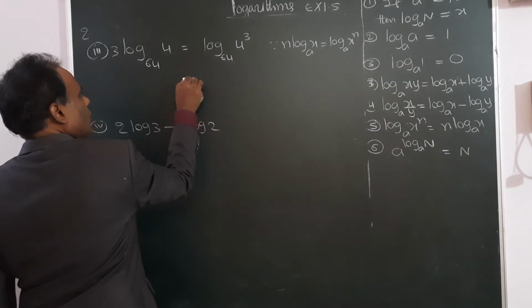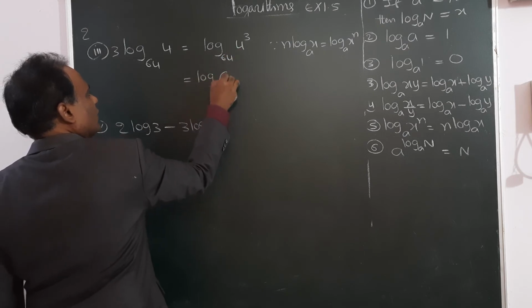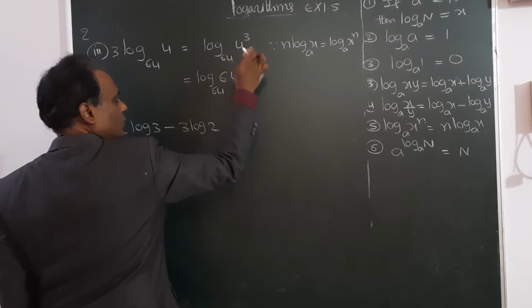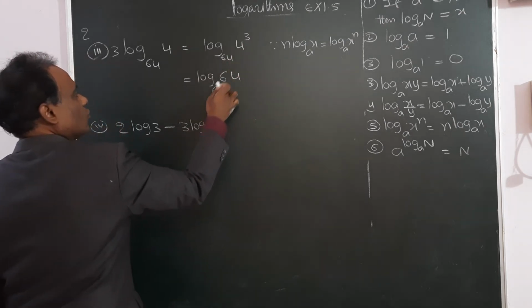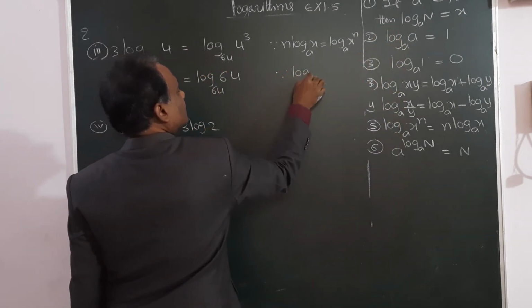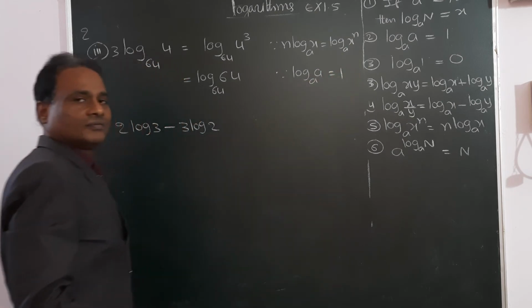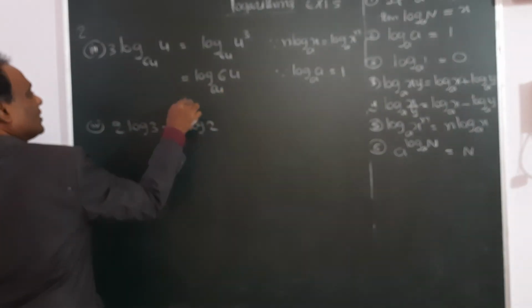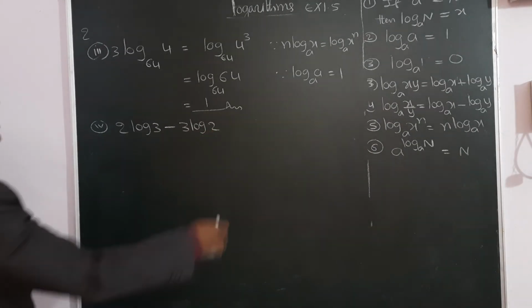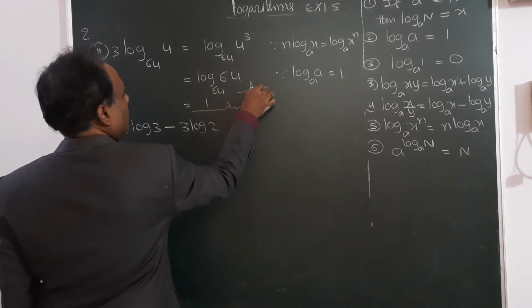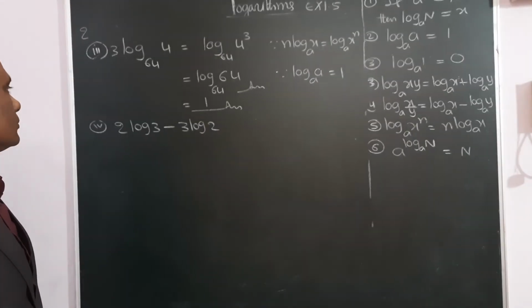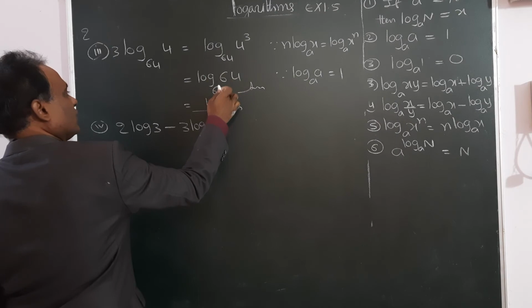4 cube is 4 into 4 into 4, 4 into 4 is 16, 16 into 4 is 64, to base 64. If these two are equal, second formula: log 64 base 64 is 1, answer. This is also the answer simplified in the simplest form, and there is no further simplification. The answer is 1. Log 64 to base 64 is 1.